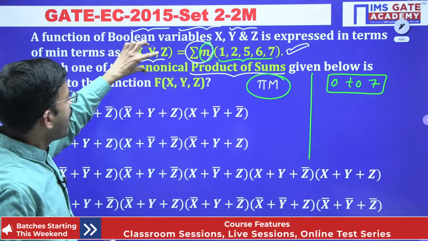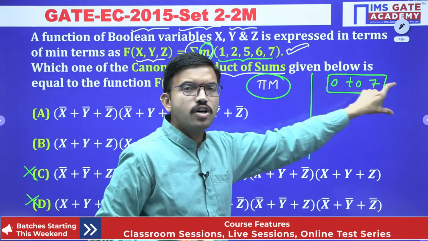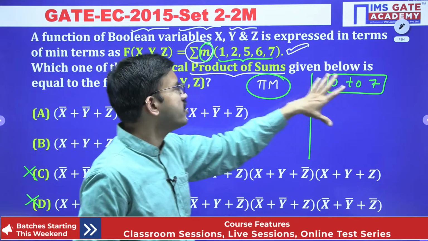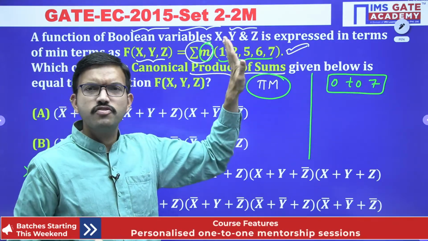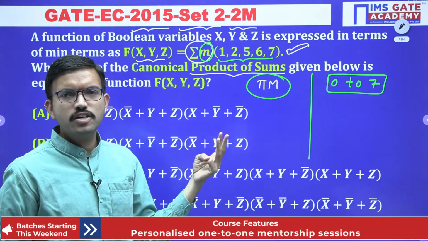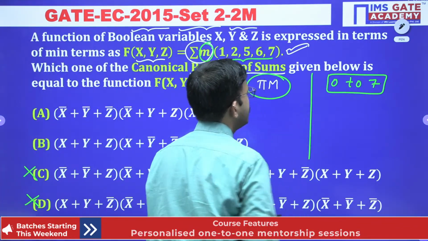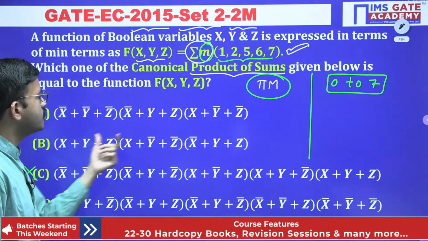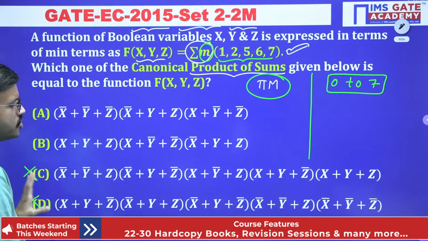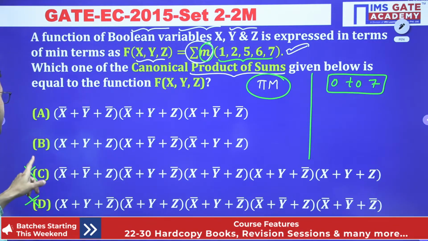But when you are having 3 variables, you will get a total of 8 combinations. Out of 8 combinations, if for 5 combinations you are getting output as 1, for the remaining 3 combinations you will get 0. That means the number of max terms is 3 only. But in option C and option D, you are having 5. So that is the reason you can straight away eliminate option C and option D.